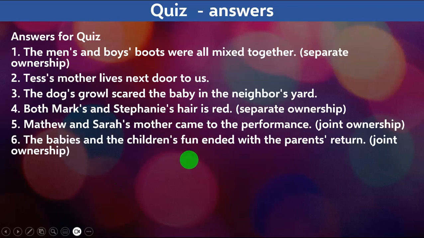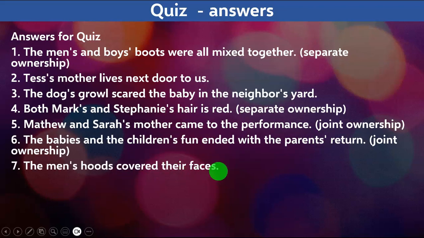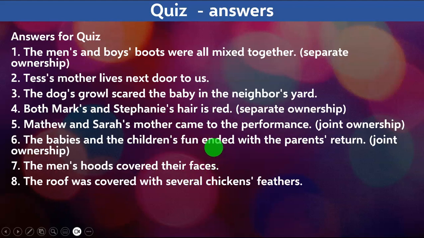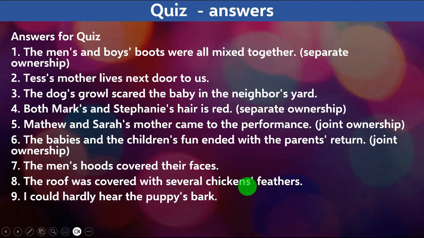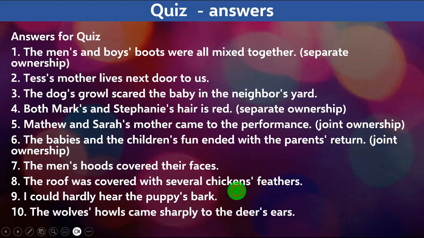The babies and the children's fun ended with the parents' return. Right. Talking about joint ownership. Remember parents, it ends in the letter S and hence only apostrophe out here. Number 7, the men's hoods covered their faces. Number 8, the roof was covered with several chickens' feathers. Chickens ends with the letter S, so only an apostrophe sign. Number 9, I could hardly hear the puppy's bark. And finally, number 10, the wolf's howls came sharply to the deer's ears, right? Apostrophe and an S.